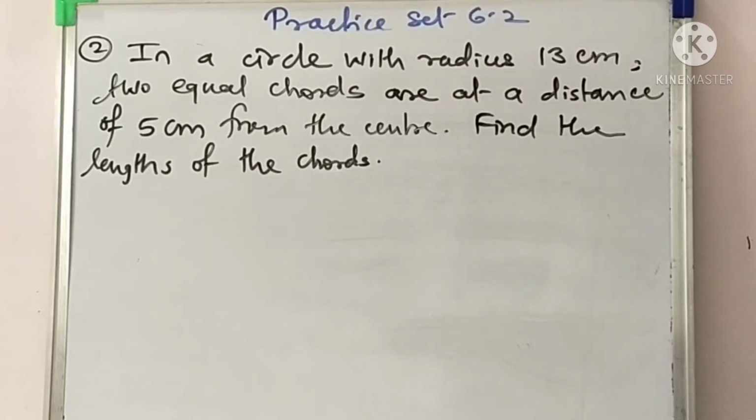Now in the second example: in a circle with radius 13 centimeter, two equal chords are at a distance of 5 centimeter from the center. Find the lengths of the chords. So here again we draw a proper figure, and then we use the properties to find the length of the chords. Okay, so pay attention here.